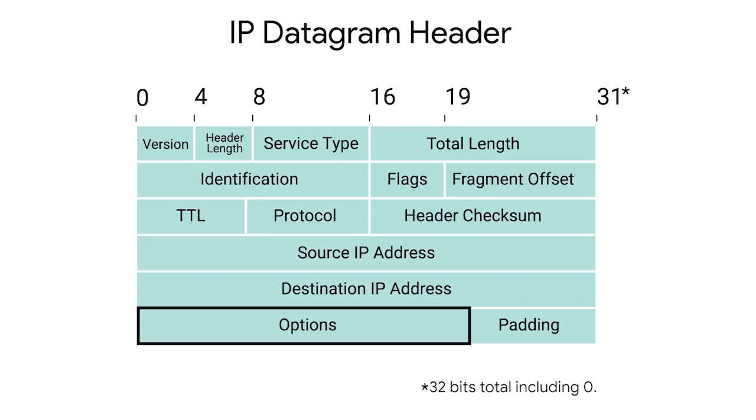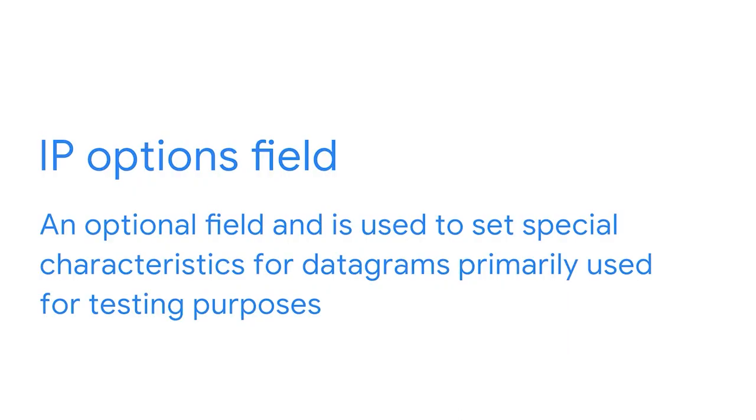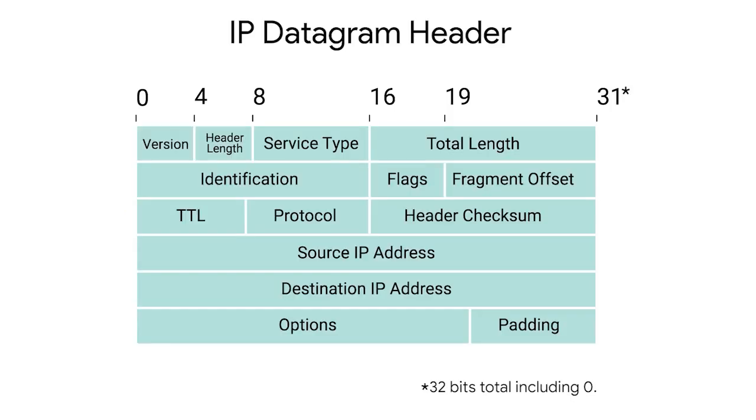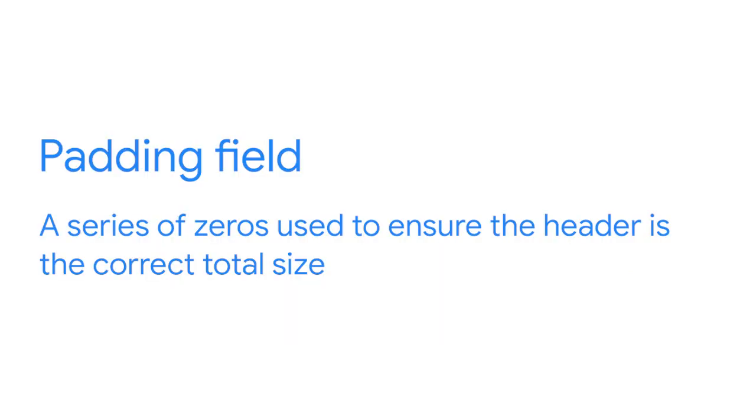Up next, we have the IP options field. This is an optional field and is used to set special characteristics for datagrams primarily used for testing purposes. The IP options field is usually followed by a padding field. Since the IP options field is both optional and variable in length, the padding field is just a series of zeros used to ensure the header is the correct total size.